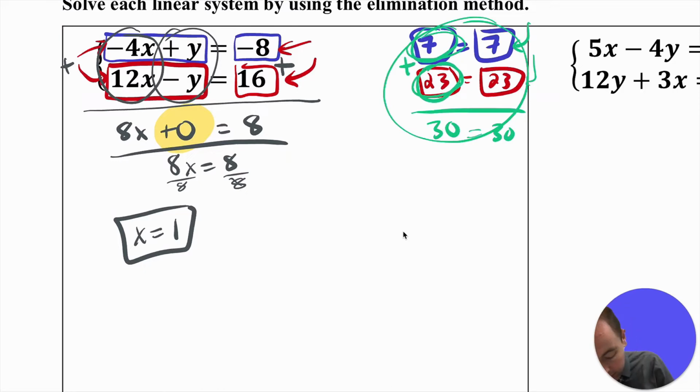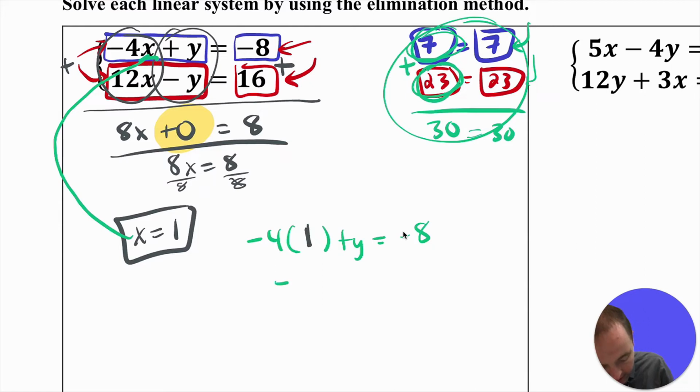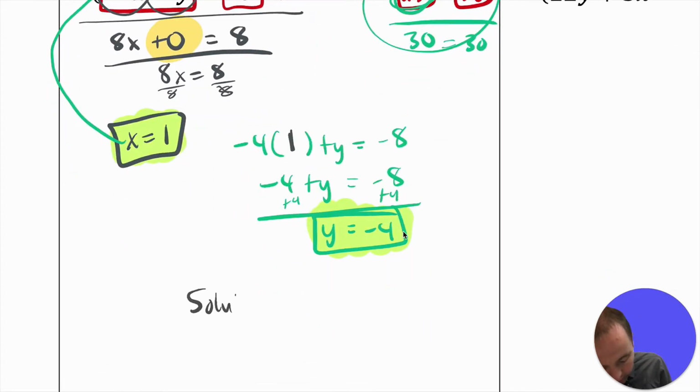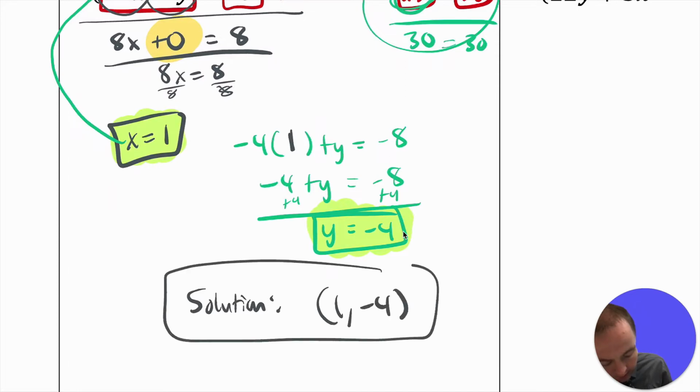So if I substitute x, say, into the negative 4x plus y equals negative 8 equation, then by putting in the 1 right there, we end up getting negative 4 plus y equals negative 8. And you can add 4 to both sides, and that's going to give you y equals negative 4. So those should be the correct values for x and y, which of course you can check by plugging into both equations, which you know how to do, so I'm not going to take the time to do so. So it does turn out that the solution to the system will be the point, or the ordered pair, 1, negative 4.